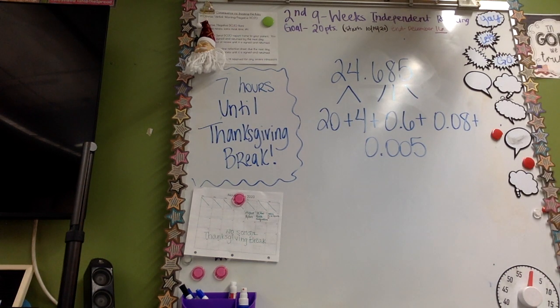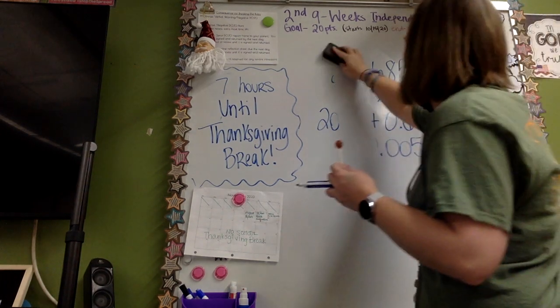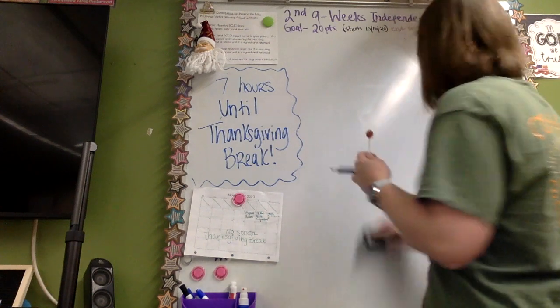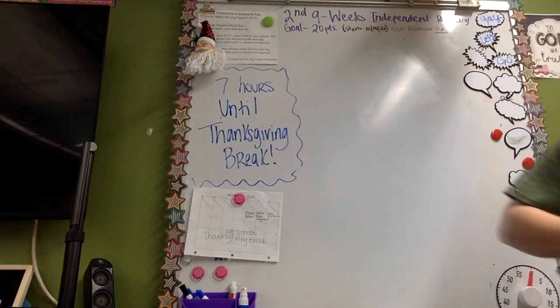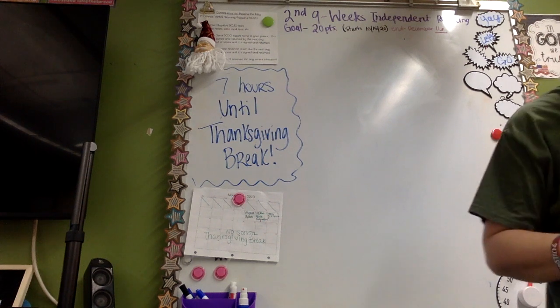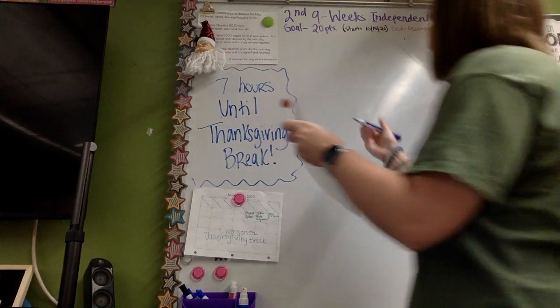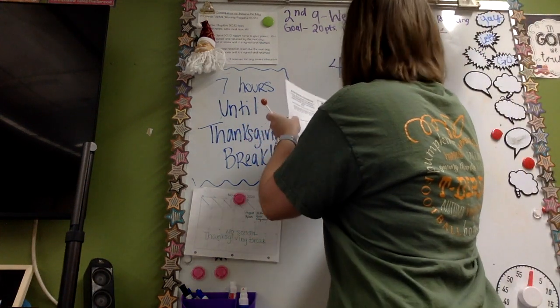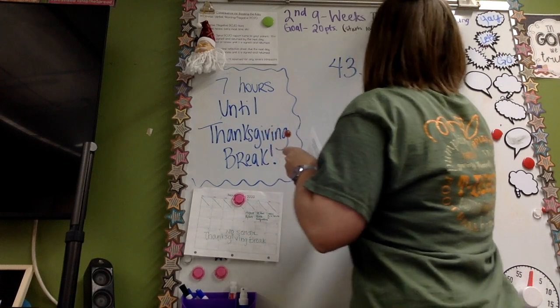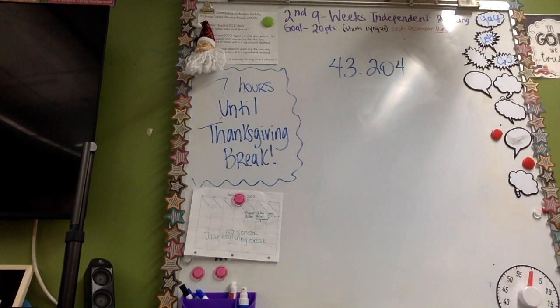Okay, so let's look at that next slide on your paper. We have two examples. It says write each decimal in expanded form. I'm going to do the first one. We have 43.204. How would I read that like we learned yesterday? 43 and 204 thousandths.